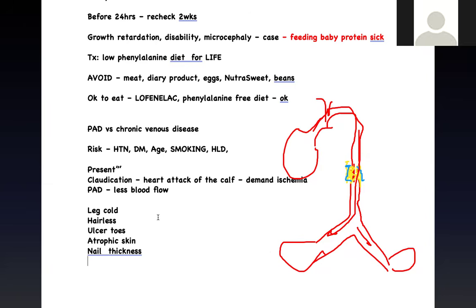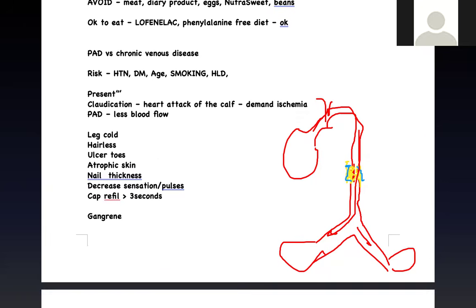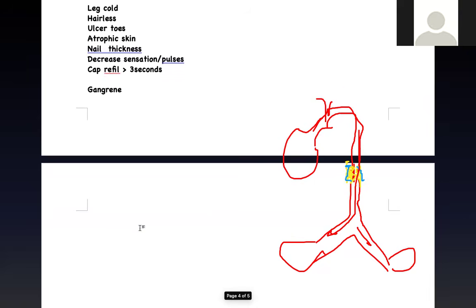The pulses will decrease. And sensation is decreased together with your pulses. Your capillary refill is going to be greater than 3 seconds. That's bad. Okay. Your toe is going to die, gangrene. That is all expected findings. You should not be worried about it. These are the things I want you to think about, and you can make it up as you go, right? So those are the things I want you to think about.